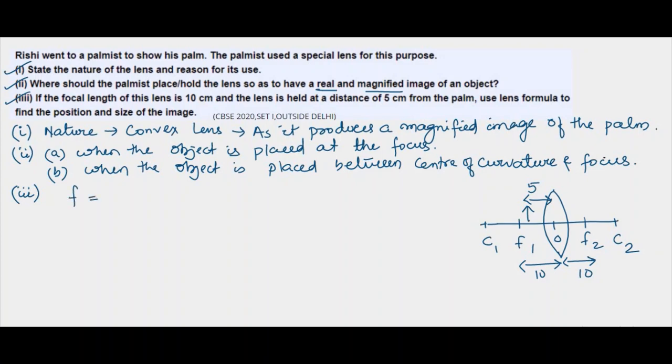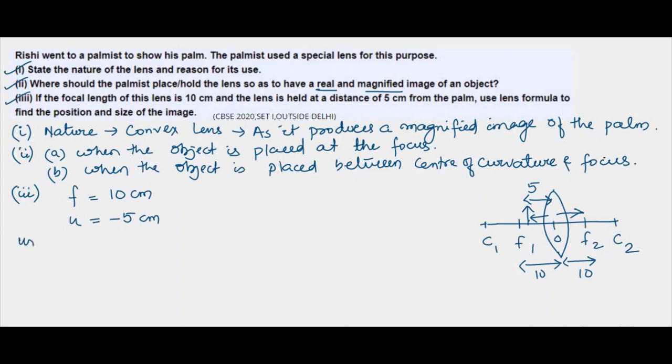So, F is given as 10 cm. We know the focal length of a convex lens is positive. So, the focal length is 10 cm. And U is minus 5 cm. Why? Because the object is placed to the left of the optical center, and to measure the object distance, we have to go towards the left, that is against the direction of light. To measure the focal length, we have to go towards the right, that is in the direction of light. So it's positive. Object distance is negative and focal length is positive.